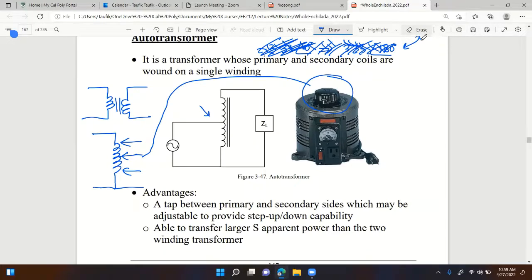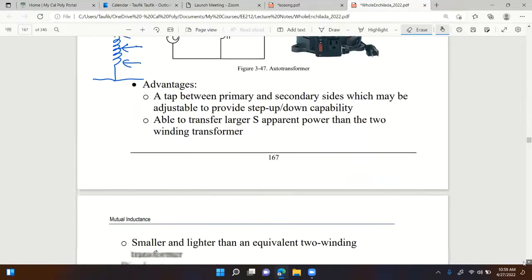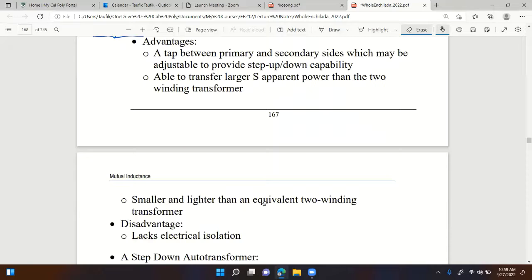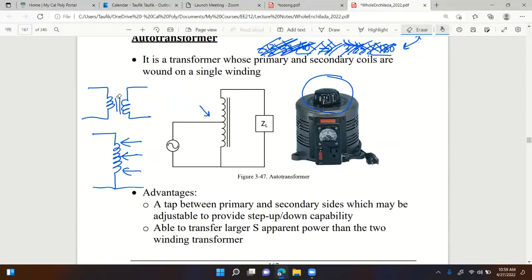And then what are the advantages of the auto transformer? Advantages would be the tap that, as I said earlier, would make it more flexible because then you can have a step up or step down transformer. As well as the apparent power is actually more than the regular two-winding transformer. And then lastly, it is smaller and lighter than the equivalent two-winding transformer. It makes sense because it's constructed from a single winding instead of two windings. That's why it's smaller and lighter.